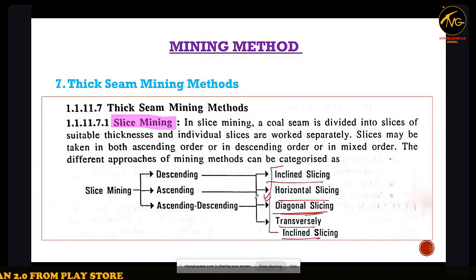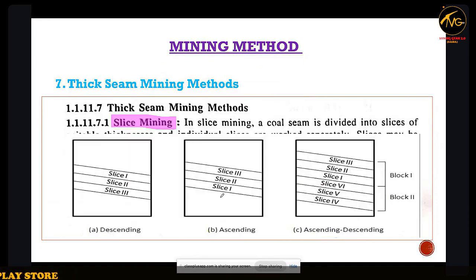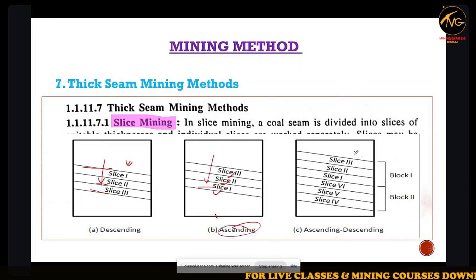Slice mining is further divided into inclined slicing, horizontal slicing, diagonal slicing, and transversely inclined slicing. These four methods we use: ascending, descending. Then we discussed what is ascending and descending. A thick coal seam is divided into slices. If we go from top to bottom, it is known as descending. If we divide slices from bottom to top, slice 1, slice 2, slice 3, then it's known as ascending. And there is a combination of the two.